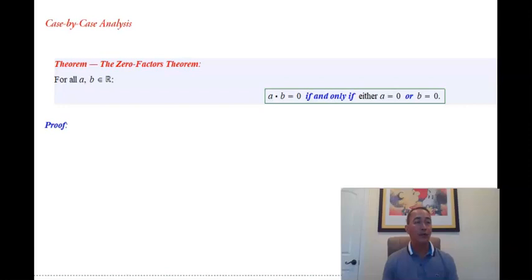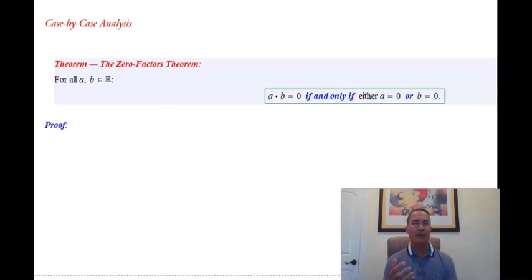This tells us that for all real numbers a and b, the product a times b is 0 if and only if either a is 0 or b is 0. And again, you know this. If you multiply two numbers and you get 0, one of them had to be 0. It doesn't have to be that both of them are 0. You only want one of them to be 0.